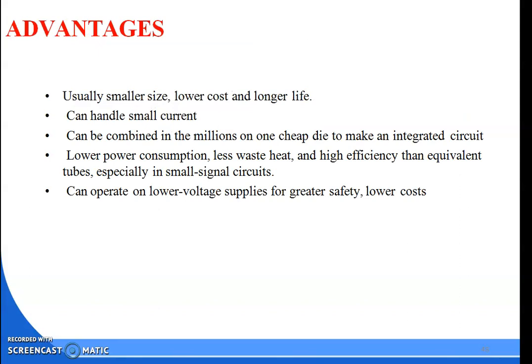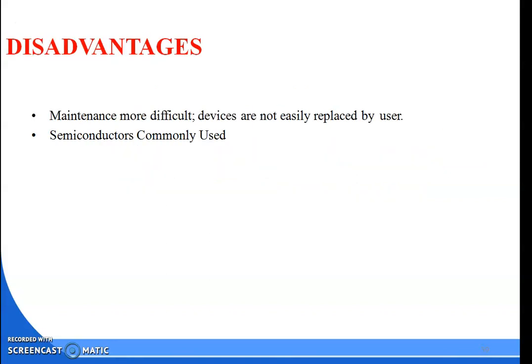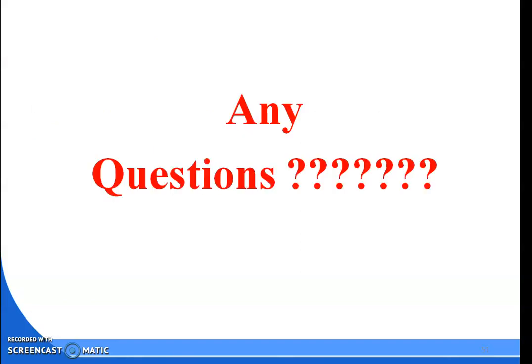Advantages: smaller size, low cost, longer life, can handle small current, can be combined with millions on one cheap die to form an integrated circuit. Low power consumption, less waste heat, high efficiency, can operate on low voltage supply for greater safety and lower cost. Disadvantages: maintenance is more difficult and they are not easily replaced by users. Semiconductors are commonly used.